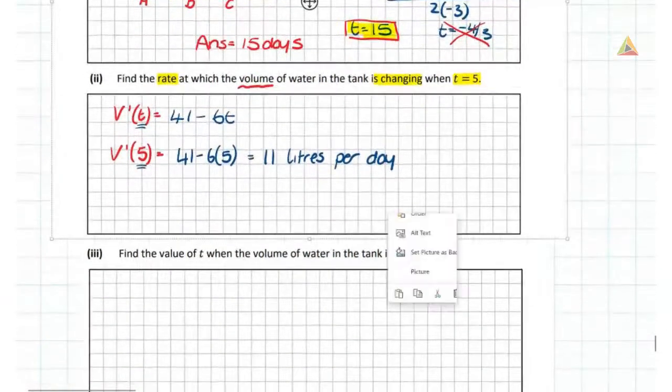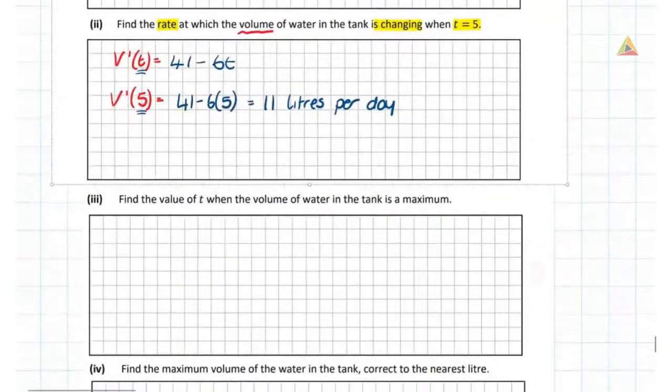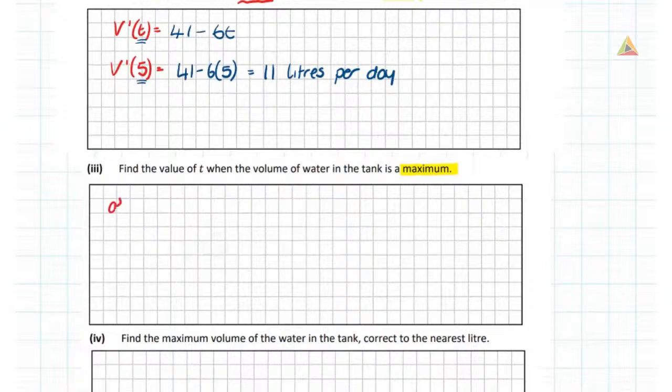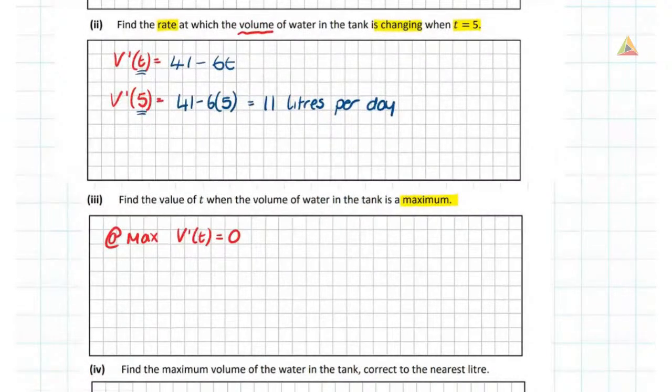And part 3, find the value of t when the volume of the water is at a maximum. So straight away, I'm highlighting that word maximum, and every time I see the word max or min, we know that at a max, the derivative, in this case V dash t, is going to be equal to 0. And just for writing that much, in this question, you're getting 2 out of 5 of the marks. So that's 40% of the question, just for recognizing the word maximum and writing the derivative is equal to 0.